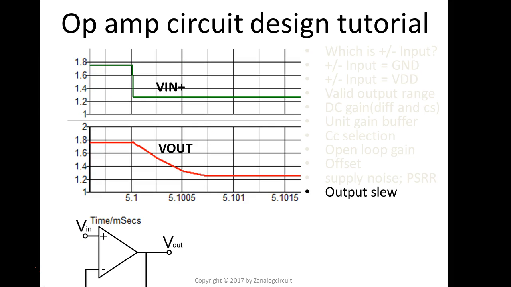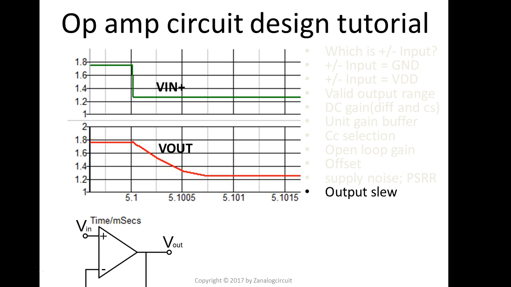Output slew. So when you connect the op-amp as a unit gain buffer, in application, the Vin change could sometimes be quite large, instead of tens of millivolts. In this case, we give a good jump of about 0.5 volts. And then the output is going to start slewing. So how do we know how fast the output is going to slew?